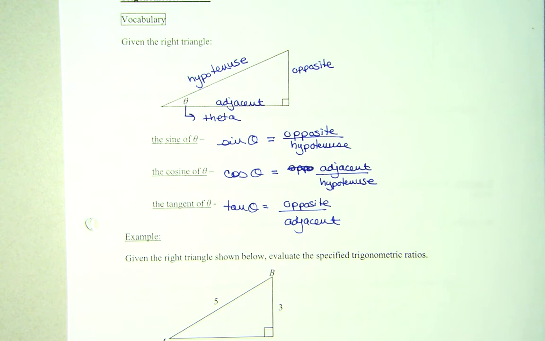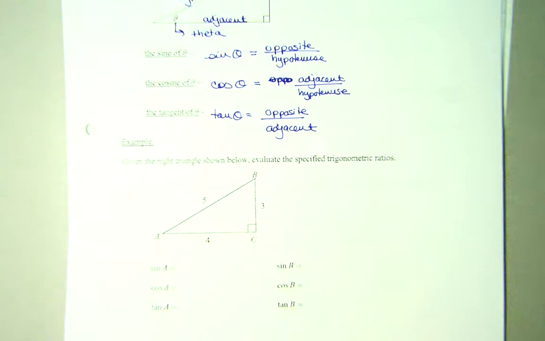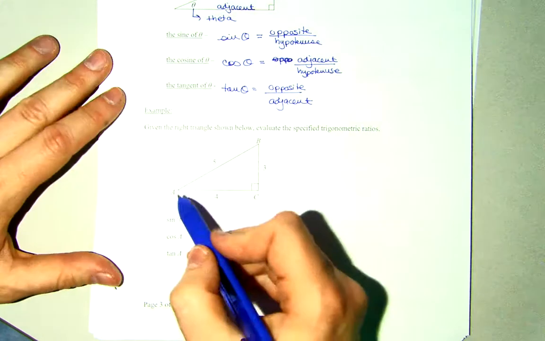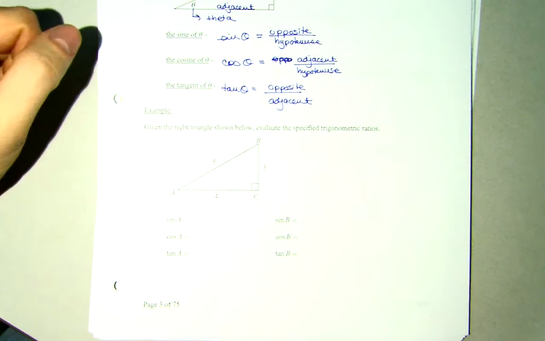I'd like to take a look at the triangle on the bottom of the page. We have a right triangle over here, a 3, 4, 5 right triangle. Oh, that's a special right triangle that you dealt with last year. That's a Pythagorean triple. We'll see those throughout this section.